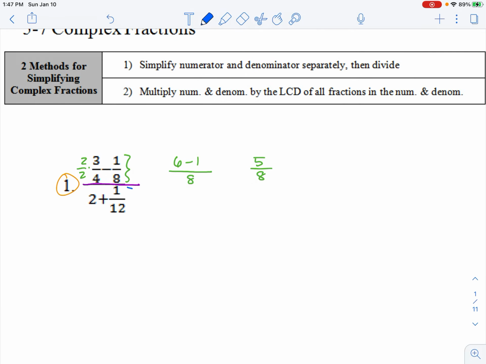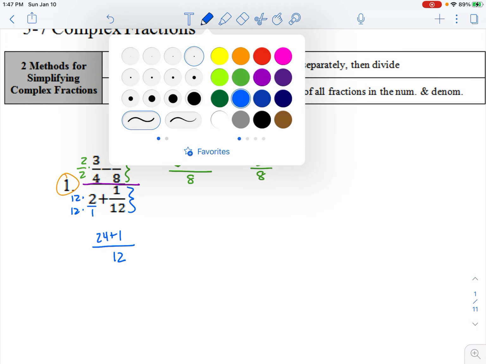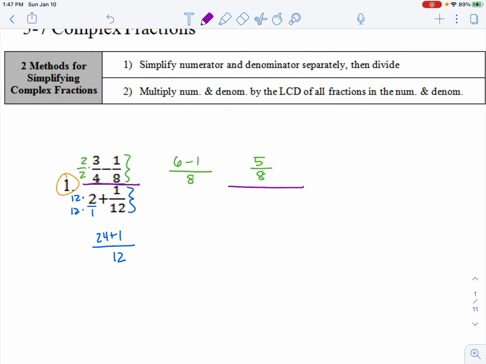Let's do out the denominator in blue here. I have 2, which is really 2 over 1. My common denominator for the bottom here is going to be 12. So I have to multiply this by 12 over 12. And I get 24 plus 1. And so that is now going to give me my denominator. Let me do my giant fraction. And then my denominator here is going to be 25 twelfths.